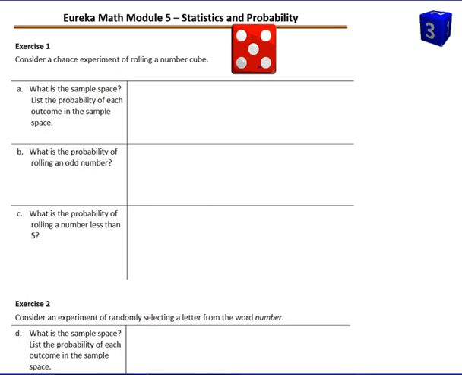The sample space is 1, 2, 3, 4, 5, and 6. Remember that the sample space is the different outcomes, the different things that could happen. Each one of these numbers is equally likely to happen, so the probability is 1 over the number of possible outcomes, 1/6. Question B. What is the probability of rolling an odd number?